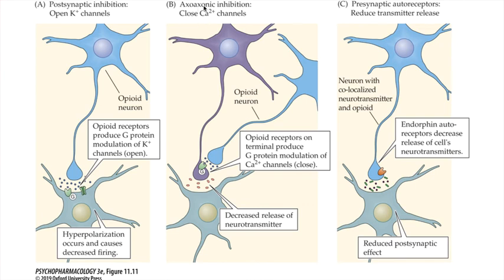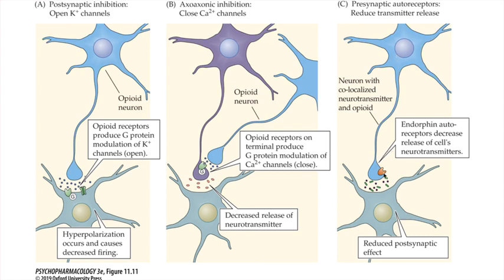Additionally, you can have axo-axonic inhibition. That is referring to the fact that this axon terminal is synapsing onto this axon terminal, right? It is not an axon terminal to dendrite synapse, it's axo-axonic. So it's another way to modulate neurotransmitter release. When the opioid is released here and binds, this inhibitory G protein, Gi/o, is going to close the calcium channels and decrease the release of neurotransmitter. This is a similar mechanism to what we saw with cannabinoids, except it's not retrograde transmission, it's axo-axonic inhibition.